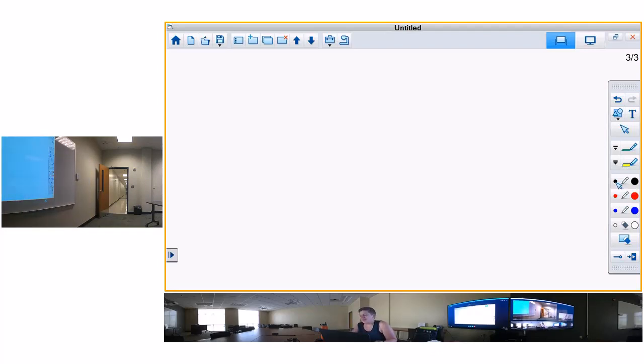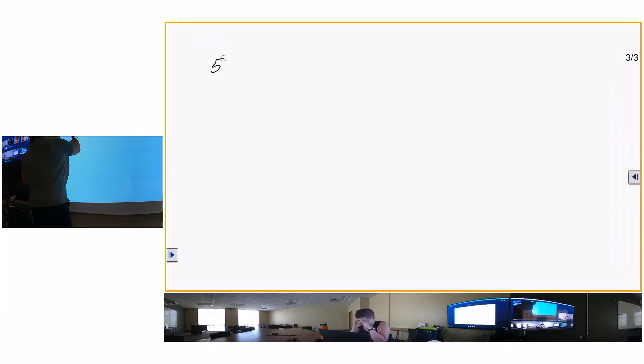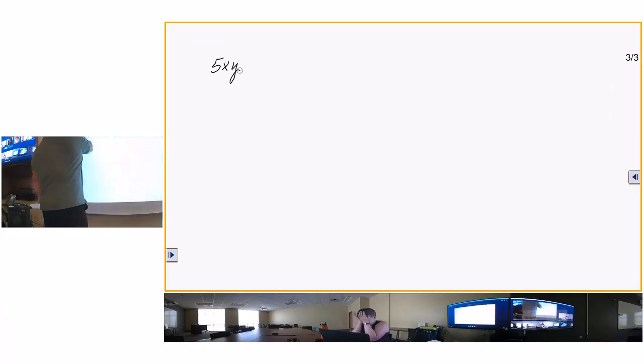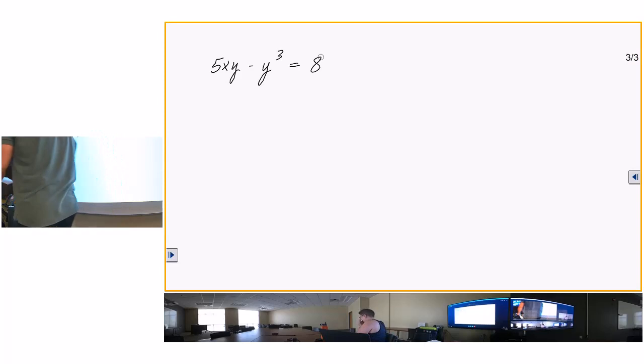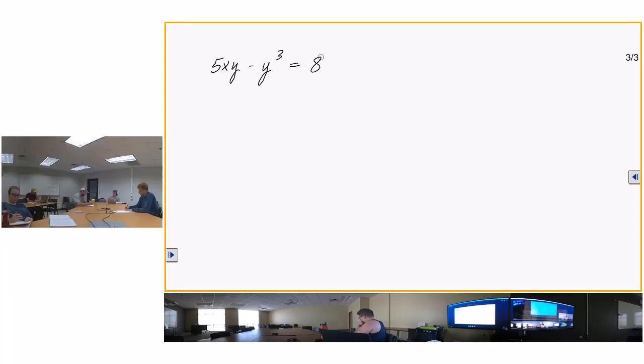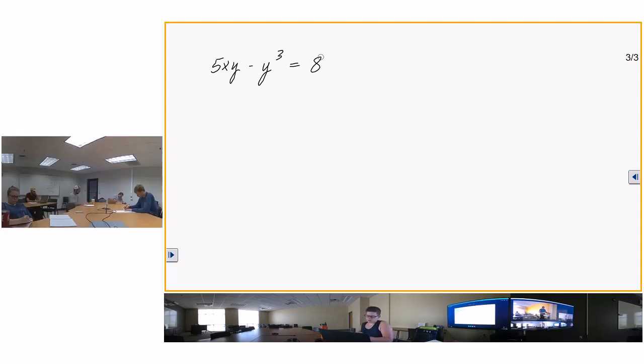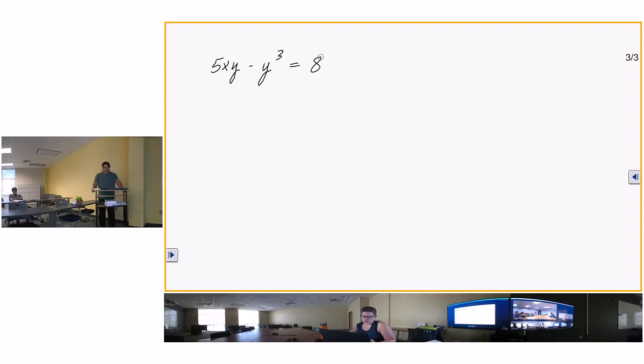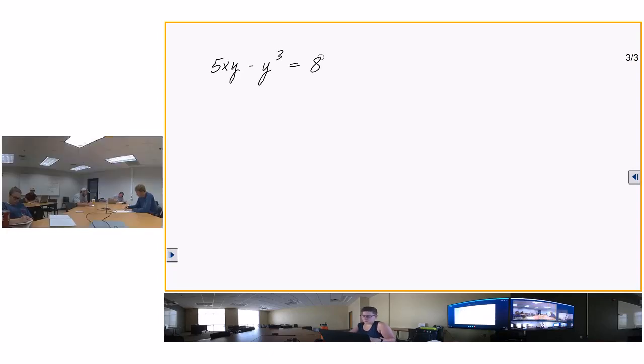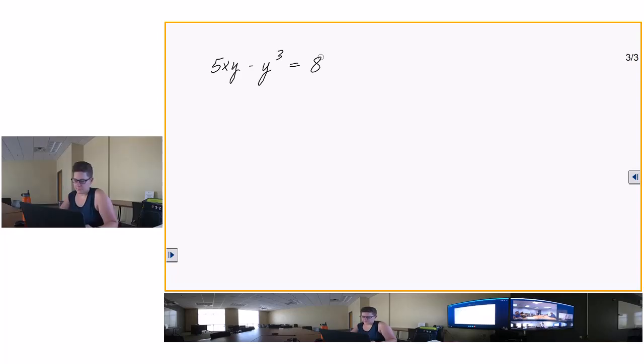Try this one: 5xy minus y cubed is equal to 8. There's that dang old xy again. Accidentally, say that you wrote it down wrong. I'll give you a couple of minutes.